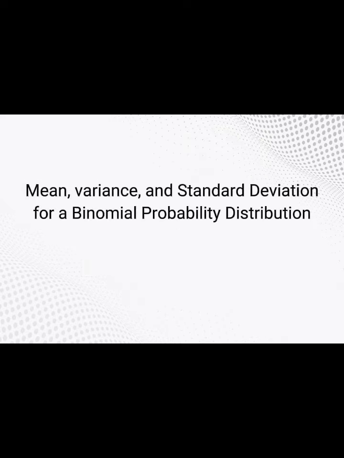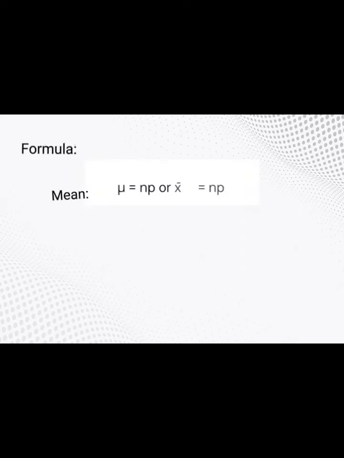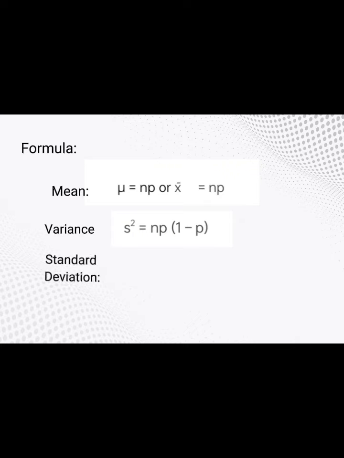Mean, variance, and standard deviation for a binomial probability distribution. The formula for getting the mean is mean equals n times p. Then, the formula for getting the variance is sigma squared equals n times p times 1 minus p. And the formula for getting the standard deviation is sigma equals the square root of n times p times 1 minus p.